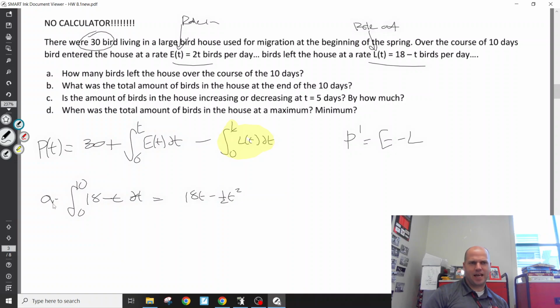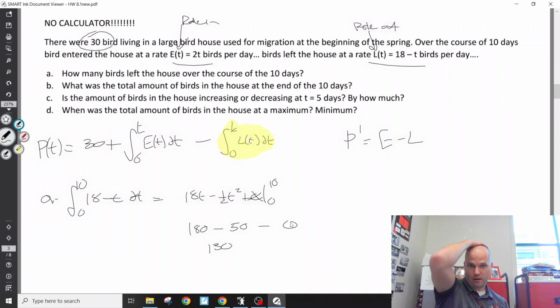Don't divide by 10. You'll find the average L. Don't do any of that. Yes, you'll have a plus C, but it's going to go away. You get 180 minus 50, which is 130, minus 0. This is like big L of 10 minus big L of 0. This is the displacement of L.